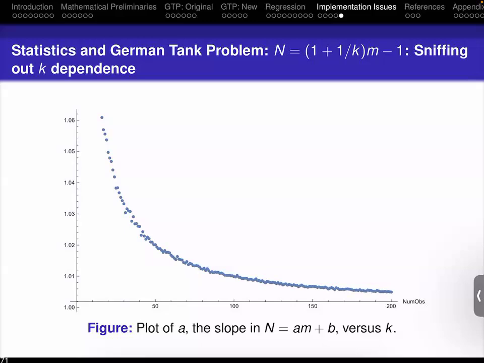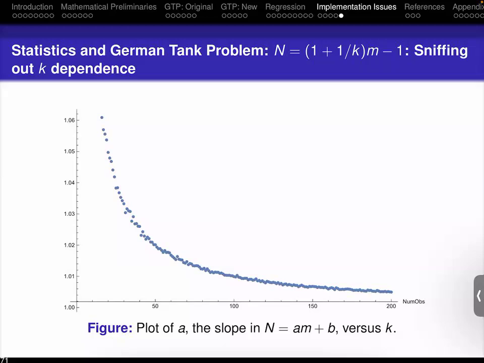How should we plot it? This is a Miller class by the end of the semester. What should you do? Take logarithms, right? When in doubt, take logarithms. Now, I can plot the log of a versus the log of k. But rather than plotting the log of a, there's something better to plot than the log of a.